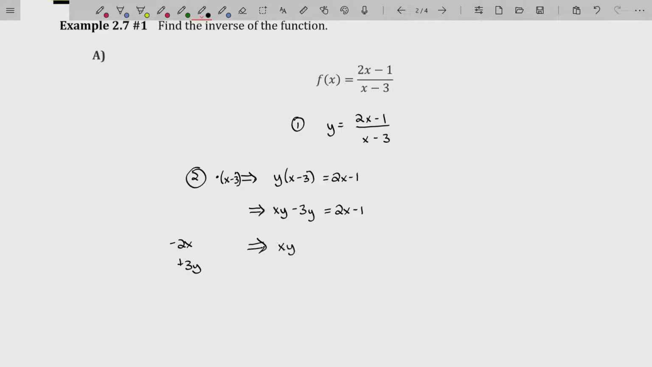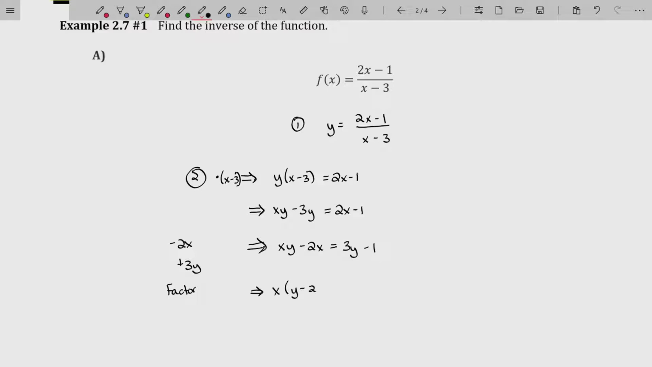So I have xy minus 2x by subtracting 2x from both sides. And I have a positive 3y minus 1 by adding 3y to both sides. Now I see all my terms with x are on one side. And now I will factor out that x out of the two terms on the left-hand side.